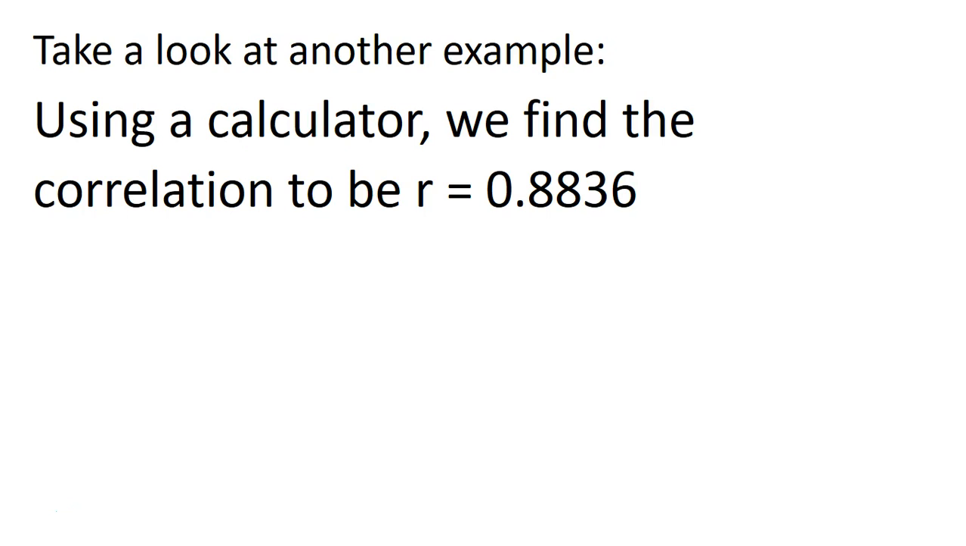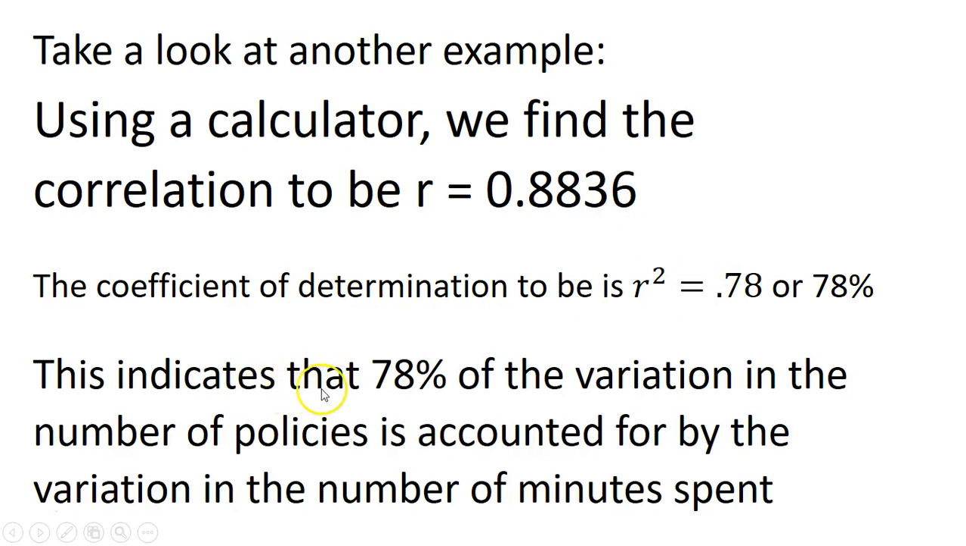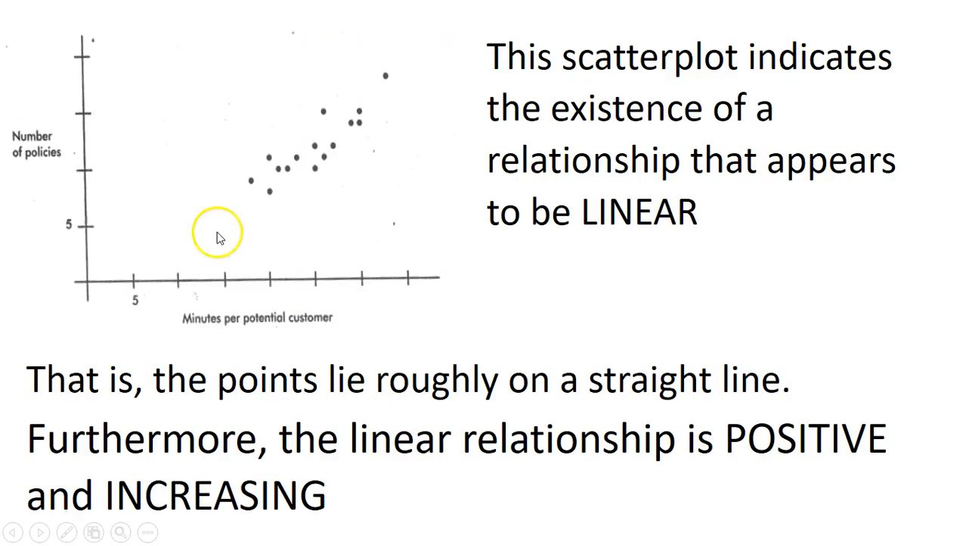So anyway, using a calculator, we find the correlation to be this, right? The coefficient of determination is R squared, which is roughly 0.78, or 78%. This indicates that 78% of the variation in the number of policies is accounted for by the variation in the number of minutes. And that is comparing, for those of you that don't know, to this.